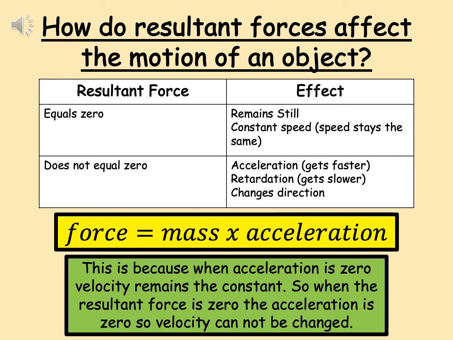Now, if that object was moving at a constant speed, for example, a car driving down the road at 30 miles an hour, let's say the frictional forces and the driving forces are equal to one another, we have a resultant force of 0. Because that resultant force is 0, there will be no acceleration on that object. And that links back to our equation F equals ma, force equals mass times acceleration. Because that resultant force is 0, that acceleration must be 0.